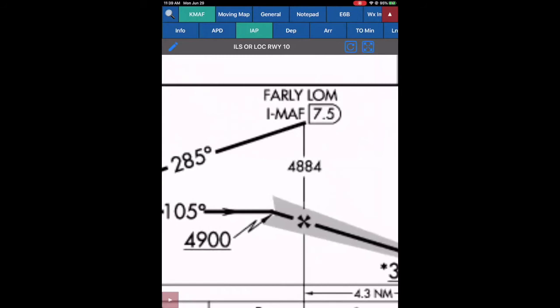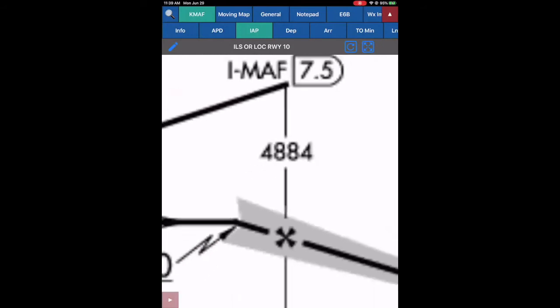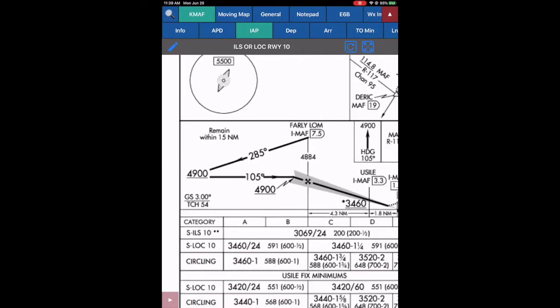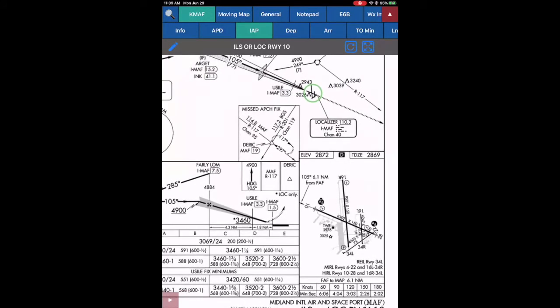Why is the glide slope intercept at 4,900? Then what is this 4884? What does that mean and what is that used for? Does this localizer have its own DME or do I have to DME hold?